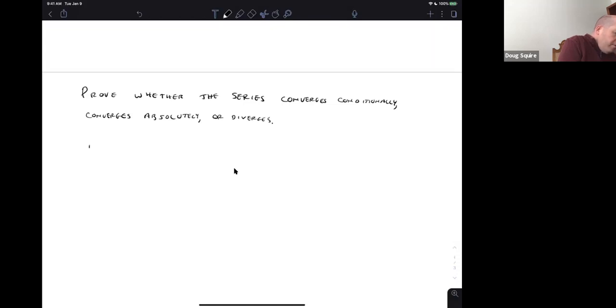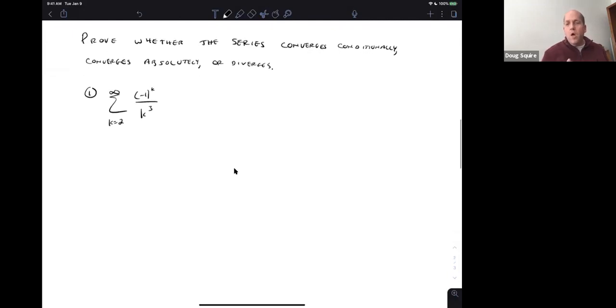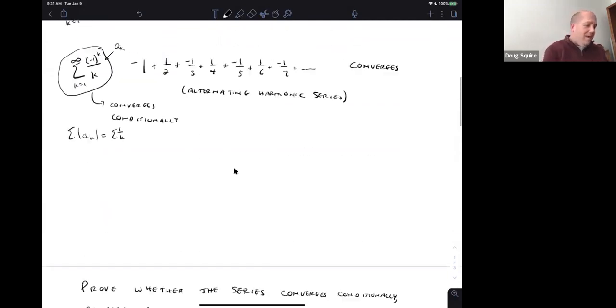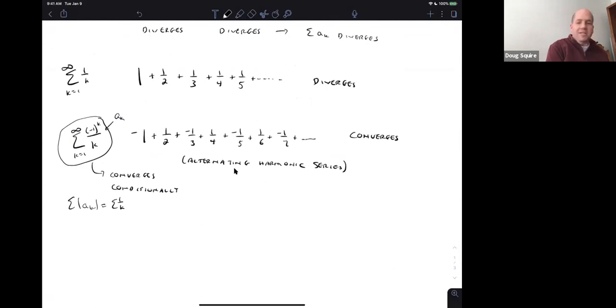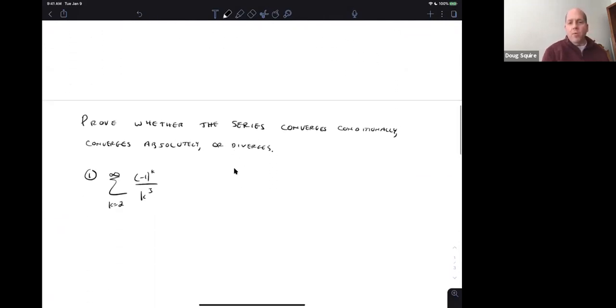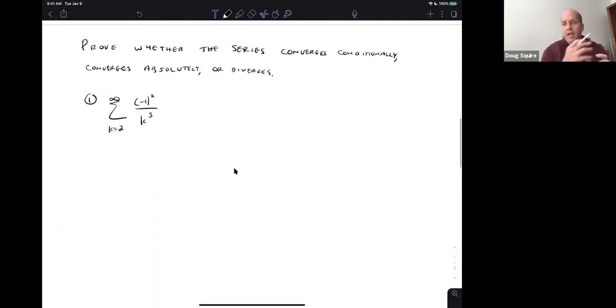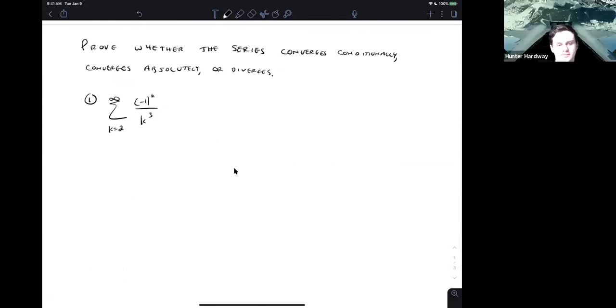All right, and so we're going to start by looking at the sum k equals 2 to infinity of -1 to the k over k to the third power. And so when we look at series that are alternating, first of all, what makes this alternating? Meaning it's like the one up here where it's negative, positive forever. What about this indicates that it's an alternating series? The -1 to the k.